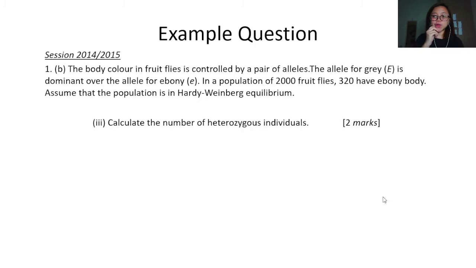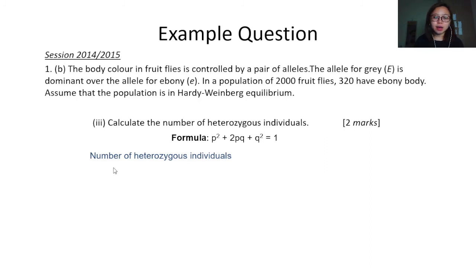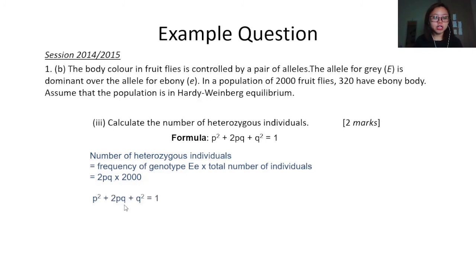Okay, third part of the question, you need to calculate the number of heterozygous individuals. So to calculate number of heterozygous individuals, we are using this formula. Number of heterozygous individuals is frequency of genotype big E small e times the total number of individuals. Frequency of genotype big E small e also equals to 2PQ. Jadi marilah kita cari 2PQ. Untuk cari 2PQ, kita guna formula ini. Masukkan nilai yang kita tahu tadi, yaitu 0.6 adalah P, 0.4 adalah Q.